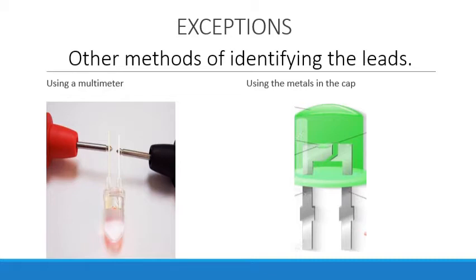Remember I said the longer lead is the anode and the shorter lead is the cathode. Now there are some situations where the leads of your LED are of the same length. In this case, how do you differentiate between the leads? How do you know the cathode and the anode? Okay, so now you can use a multimeter. A multimeter is an instrument that you use in measuring voltage, current, and resistance. So it is a combination of your voltmeter, ammeter, and ohmmeter.